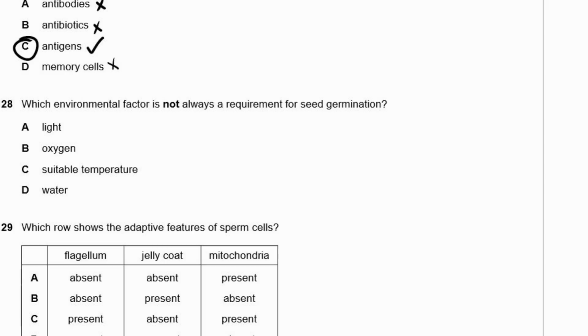Question 28. Which environmental factor is not always a requirement for seed germination? Sometimes it can be, but generally it has nothing to do with seed germination. Is it light, oxygen, a suitable temperature, or water? Now, if you think about it, you can leave a seed in the sun, or you can plant it under soil, with your little seed in the ground here, and it can still grow up and still germinate. Get your little flower here. That means that light is not a requirement for seed germination because there's no light under the soil.